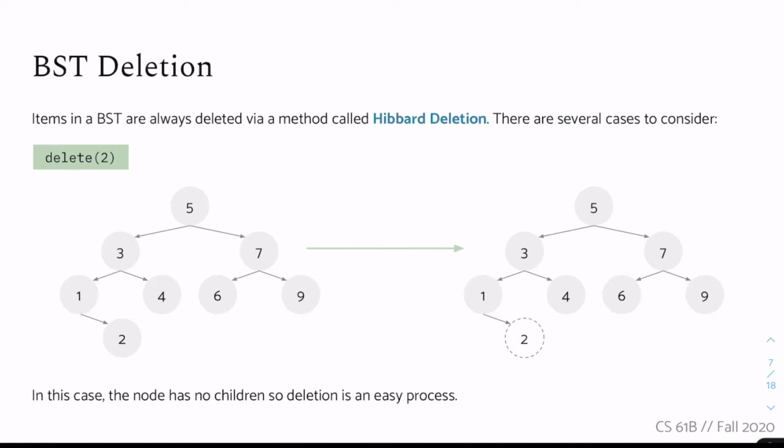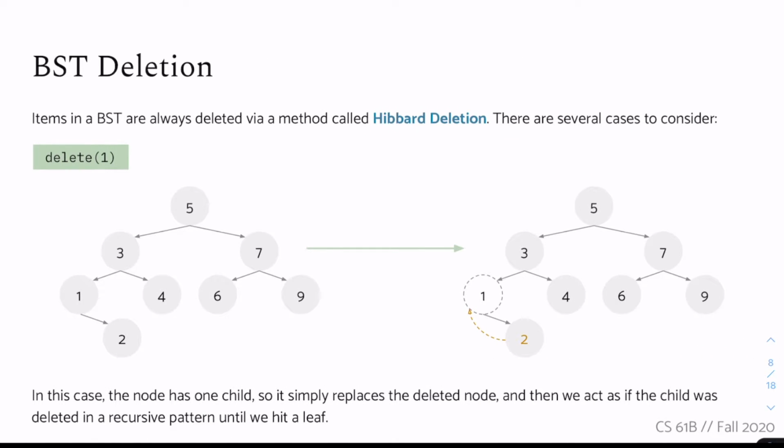Deletion's a little more complicated. Items in a BST are deleted by a method called hybrid deletion. And there are a couple different cases that you have to consider. The first case is the easiest, in which the node has no children. So in this case, we would be deleting like 2 or 4. It's a leaf. Since there's no children, it's an easy process, right? We just get rid of it. Nothing else needs to be changed to make this happen.